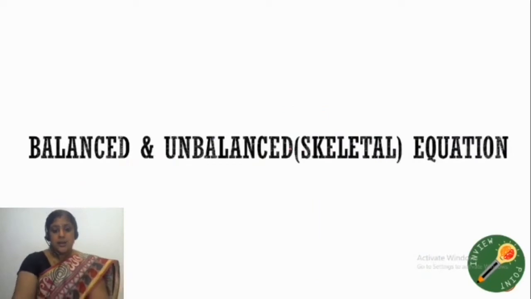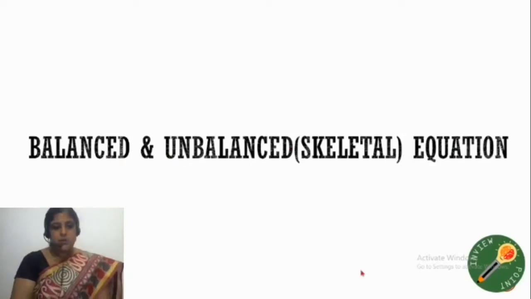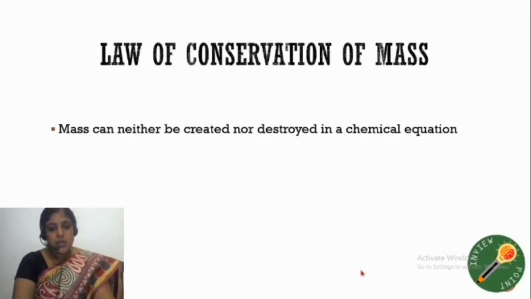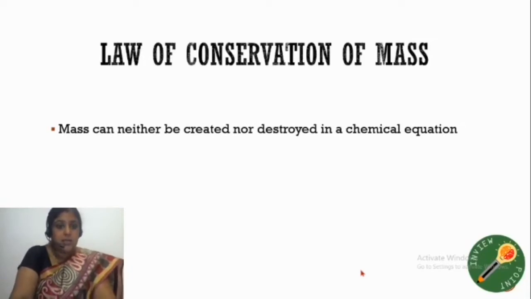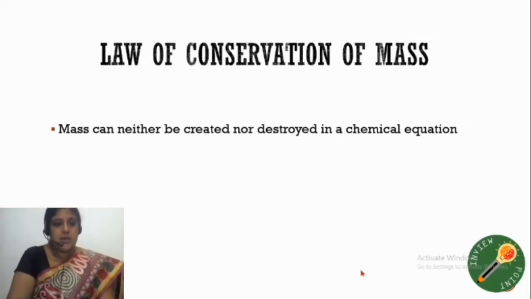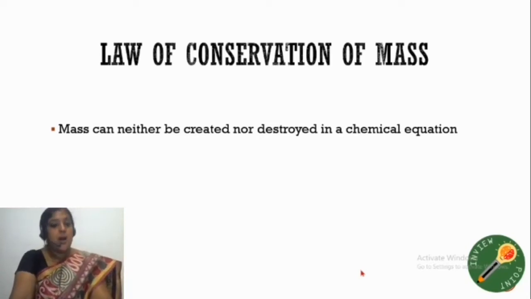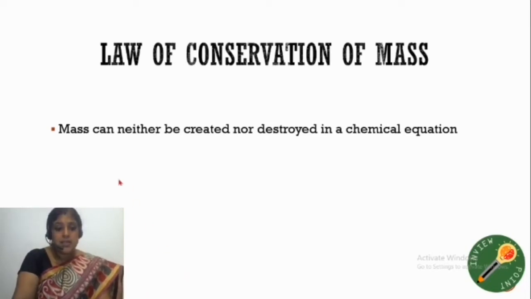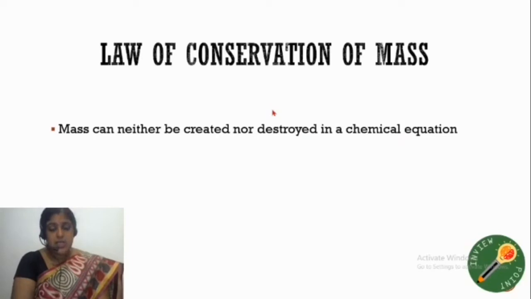Now let's discuss balanced and unbalanced equations. Before you study what a balanced and unbalanced equation is, you may have studied the law of conservation of mass in your earlier class, right? So let's just revise it. What is the law of conservation of mass? The law of conservation of mass states that mass can neither be created nor destroyed in a chemical reaction, right?